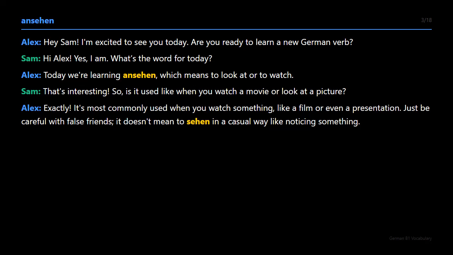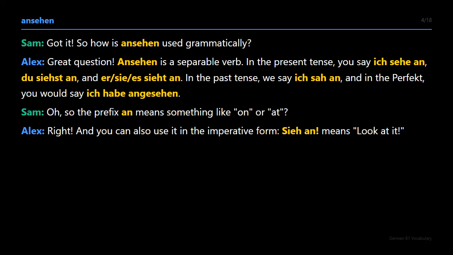Got it. So how is ansehen used grammatically? Great question. Ansehen is a separable verb. In the present tense, you say, ich sehe an, du siehst an, and Sie, es sieht an. In the past tense, we say, Ich sah an, and in the perfect, you would say, Ich habe angesehen.